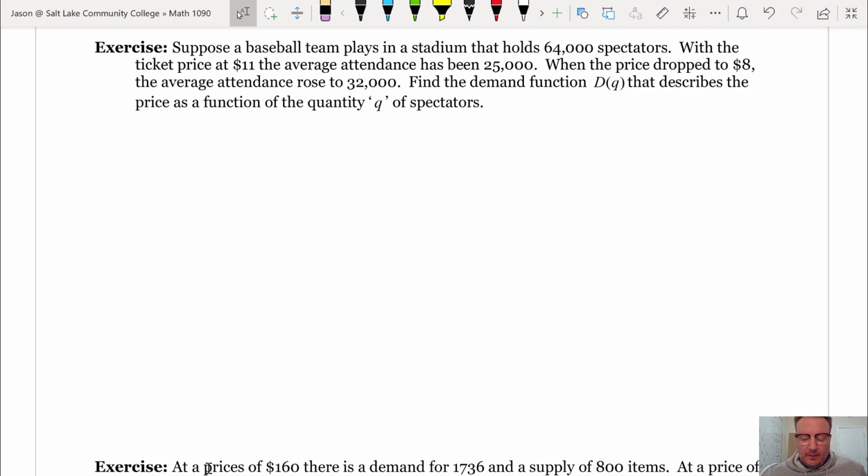Okay, so this is a supply and demand type of problem, and we are given some data points there, aren't we? So q is going to represent the number of people in the stands, the number of spectators, and this demand function will relate quantity to price. Okay, and notice we have a couple data points here. We're told that when there were 64,000 spectators, or sorry, no, I guess that 64,000 is an unnecessary number in the word problem, isn't it? The next sentence is really what matters here. With the ticket price at $11, the average attendance has been 25,000.